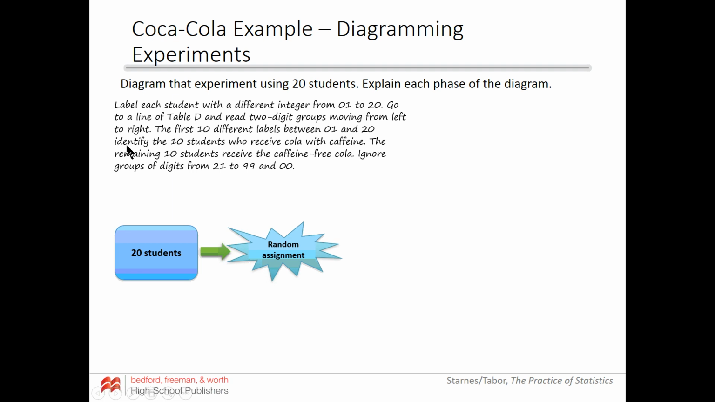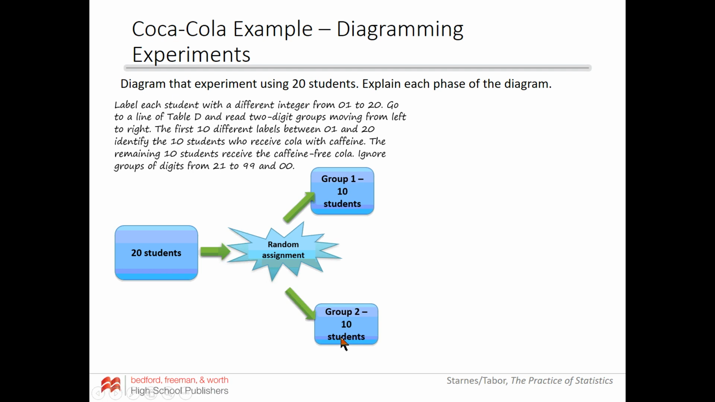Here we go. We kind of already went through this exact same thing. I copied and pasted it, right? We label each student with a different integer from 01 to 20. We go to a line of table D. We read 2-digit groups moving from left to right. The first 10 different labels between 01 and 20 are the 10 students who get cola with caffeine. The remaining 10 get the caffeine-free cola. We ignored groups of digits from 21 to 99 and 00.